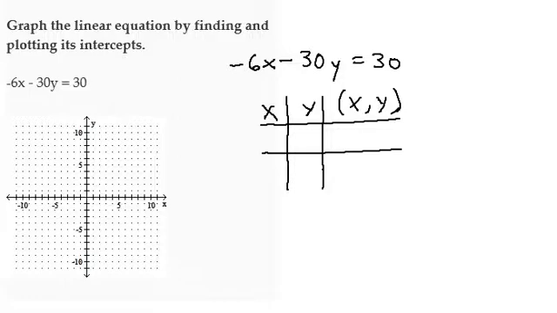The easy way to find the intercepts of an equation is to put zeros like this, almost like tic-tac-toe zeros. A zero in the column for x for one of the ordered pairs, and a zero in the column for y for the other ordered pair. So we kind of have this arrangement.